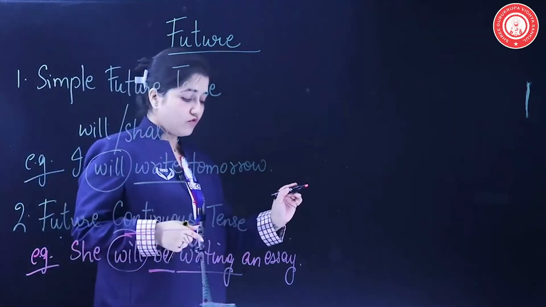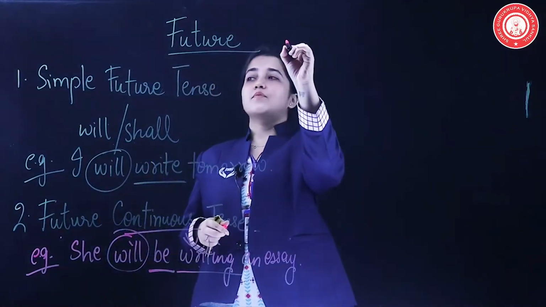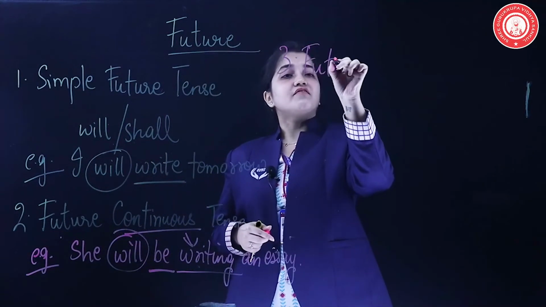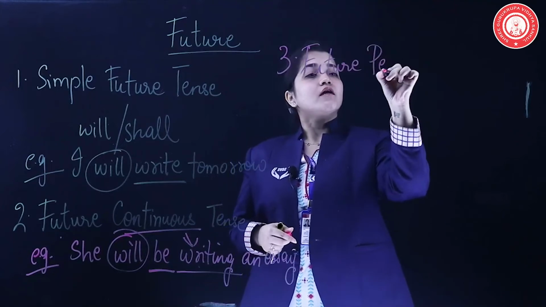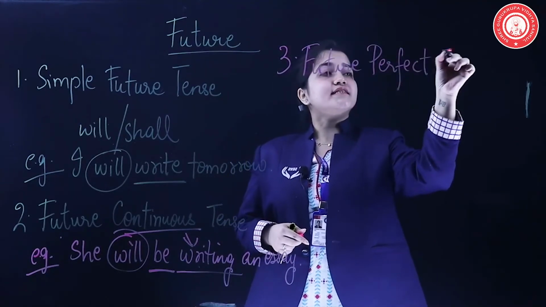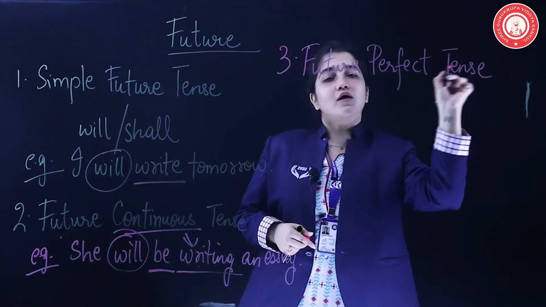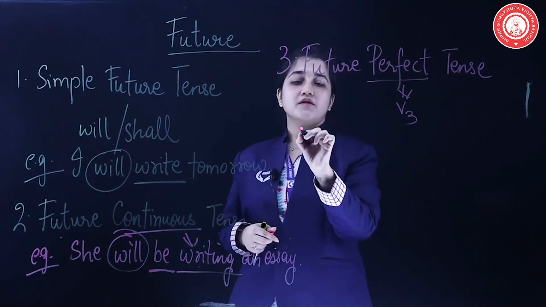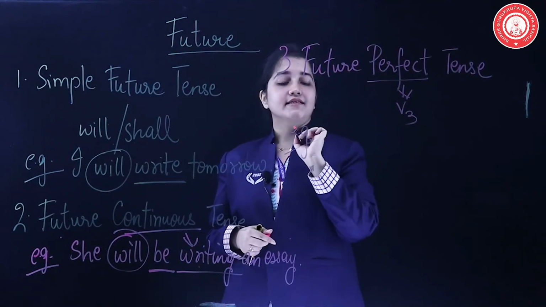Now moving on to the third type of tense in the future time frame, future perfect. It's perfect tense again, guys. So you have to understand that again we'll use the third form of the verb. So the sentence will go something like this.